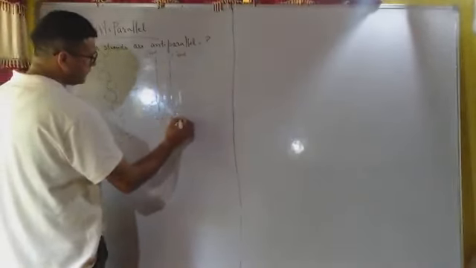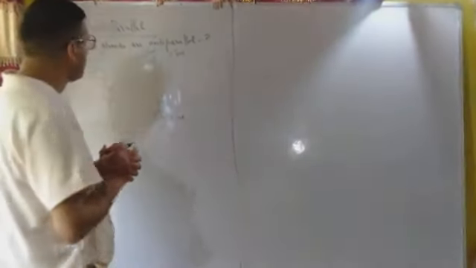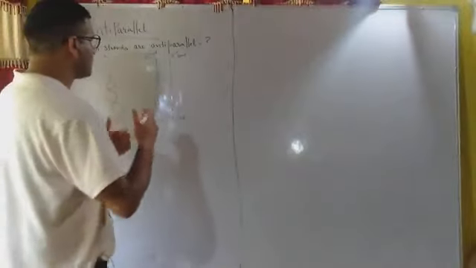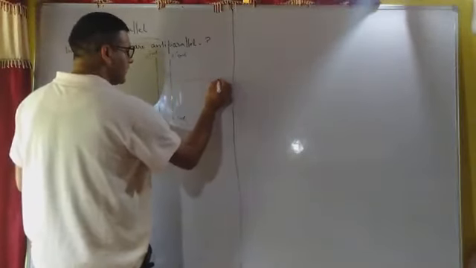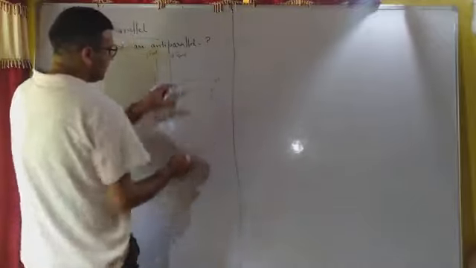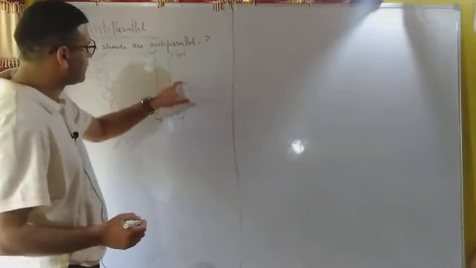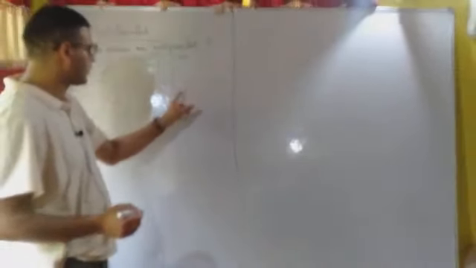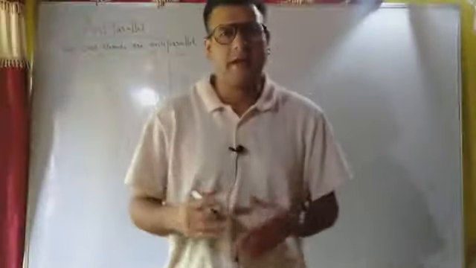That means the two strands are antiparallel. That is, one strand runs in 5' to 3' direction, and the other strand runs in 3' to 5' direction. Two strands of DNA are antiparallel. That means one strand runs in 5' to 3' direction, another strand runs in 3' to 5' direction. This is what we mean by the antiparallel nature.